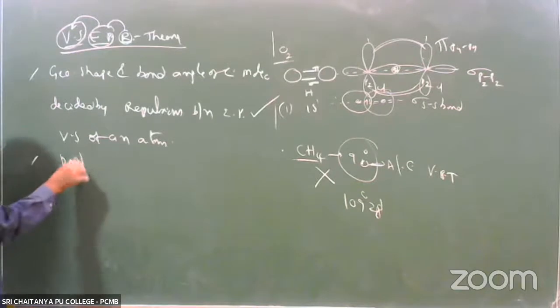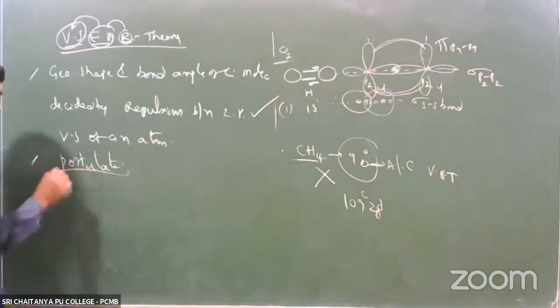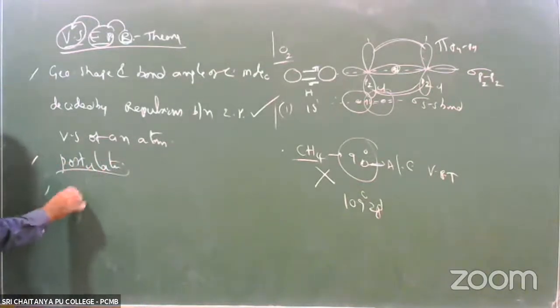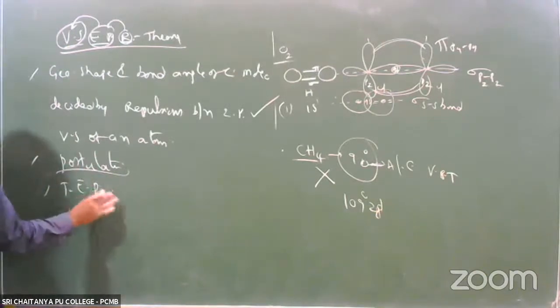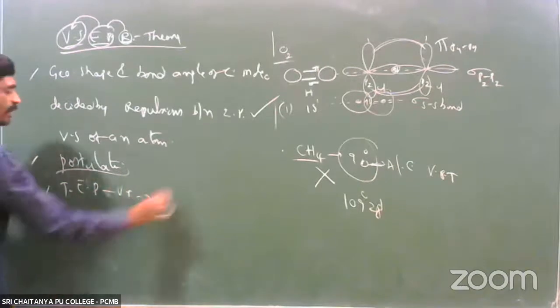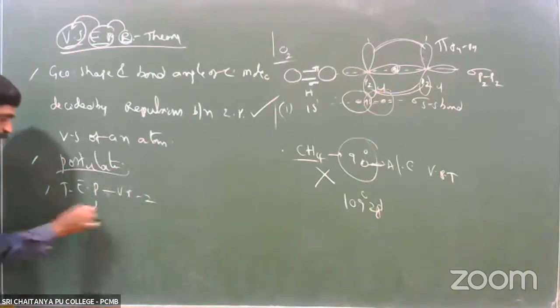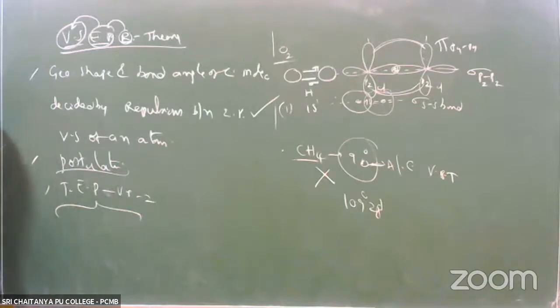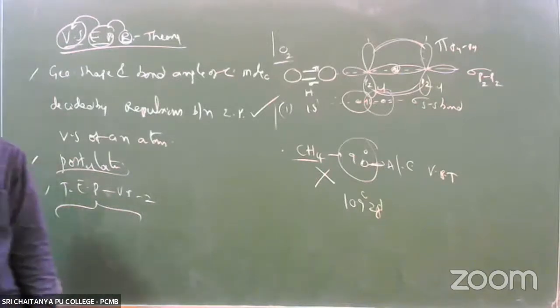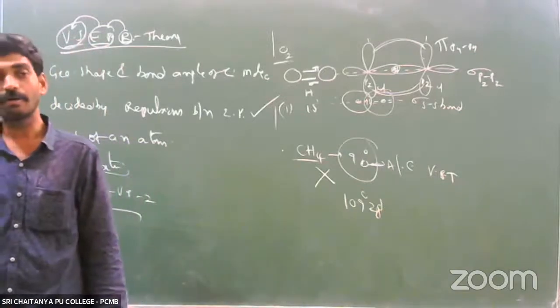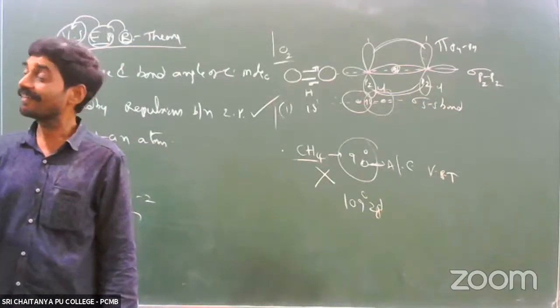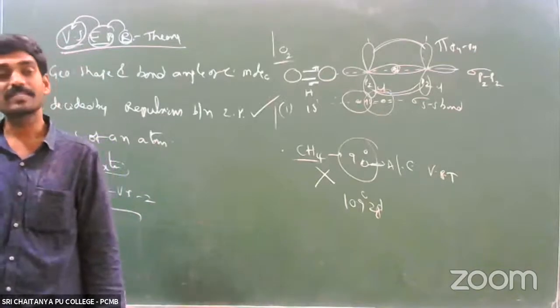According to this theory, the total electron pairs present in the valence shell of an atom are of two types. Keep in your mind, all valence electrons do not participate in bond formation. Generally in bond formation, which electrons participate? Valence electrons. All valence electrons? No. All valence electrons do not participate in bond formation.